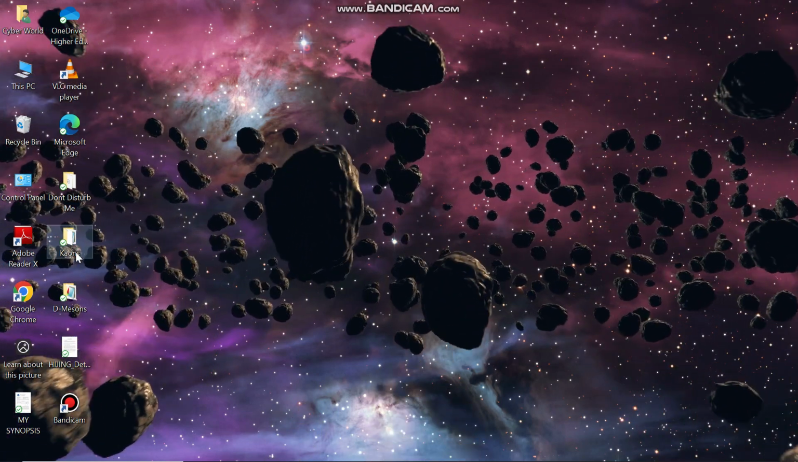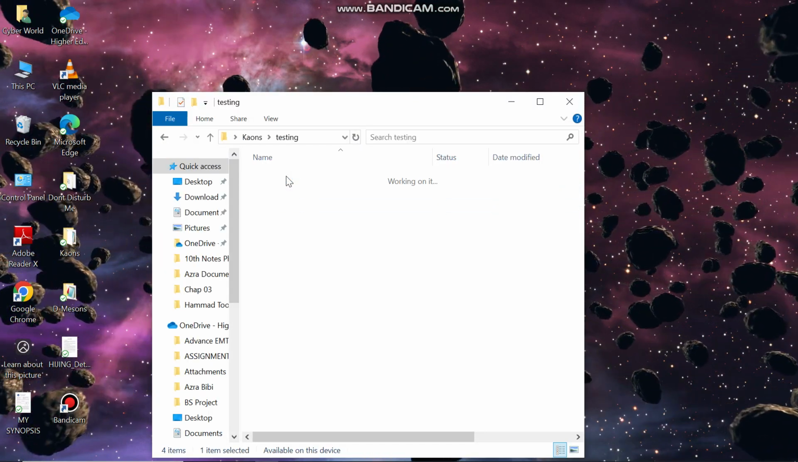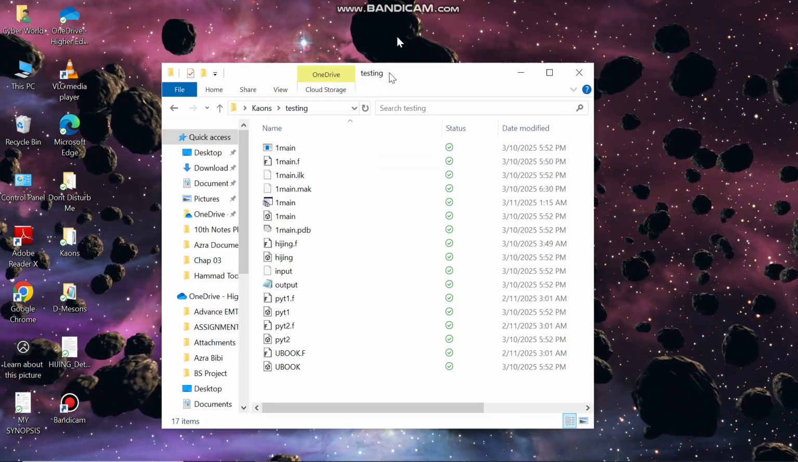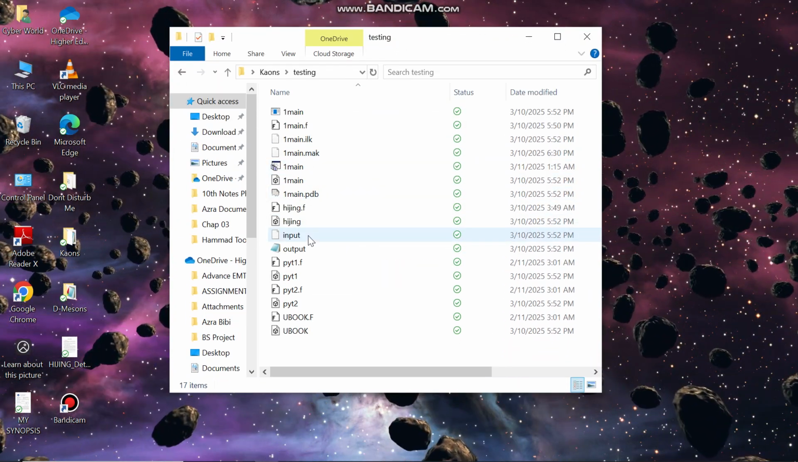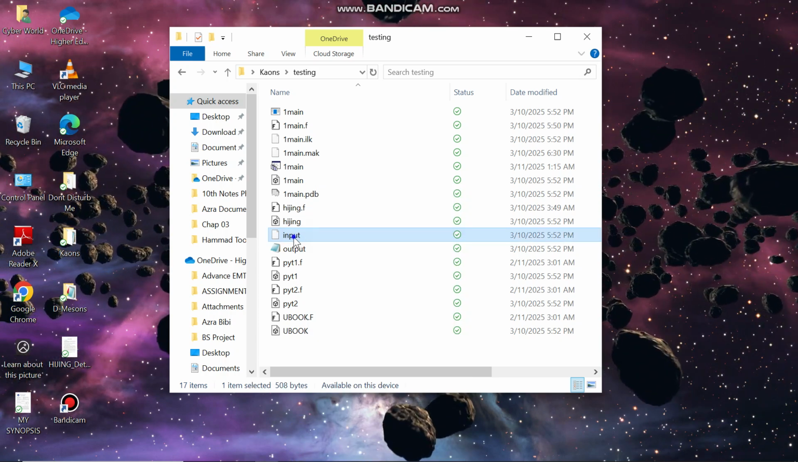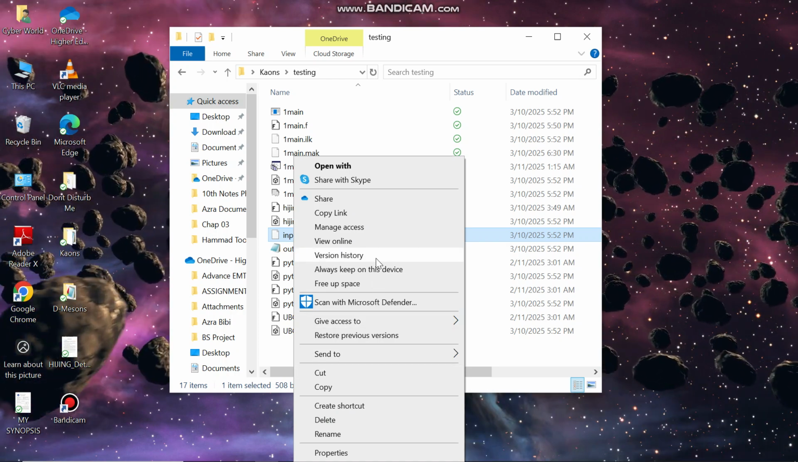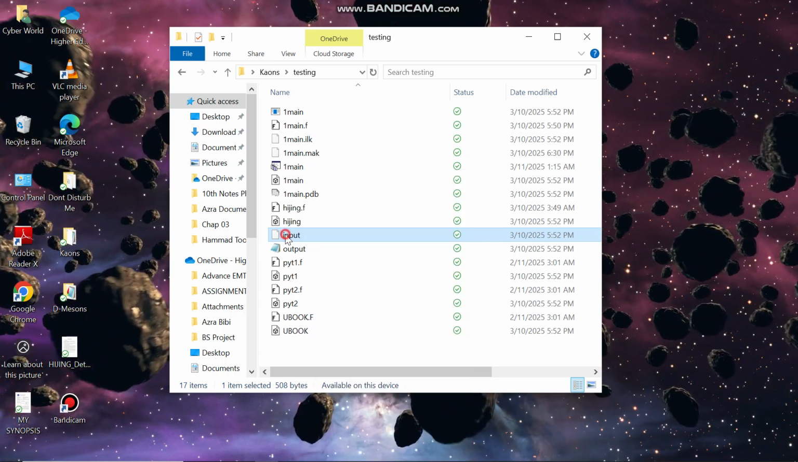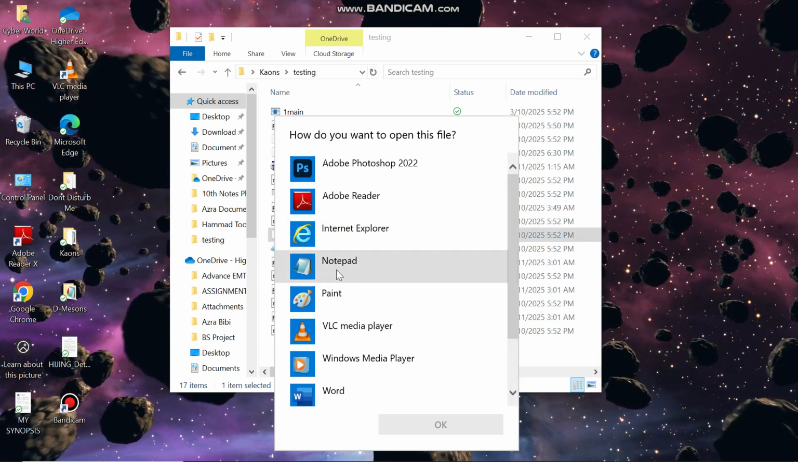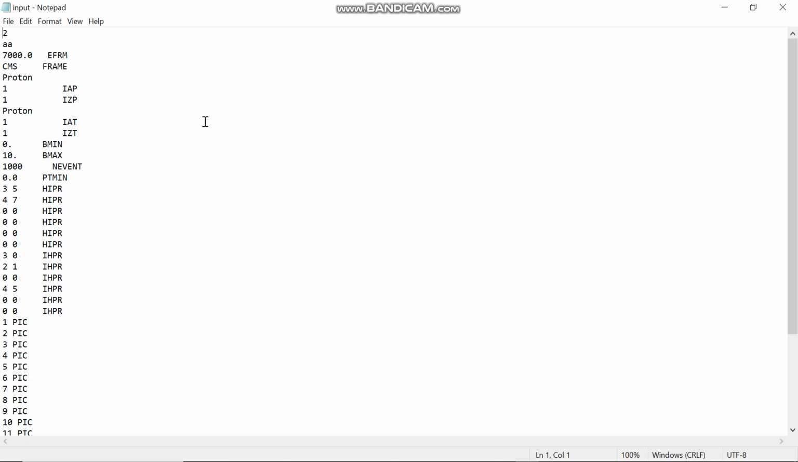Let me show you. Here is our input file. As you can see, I have saved testing. You have to open this input file in Notepad. Once you have opened it, you will see that here is mentioned E-frame.